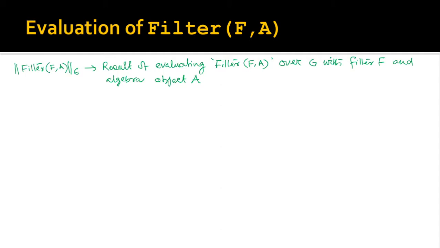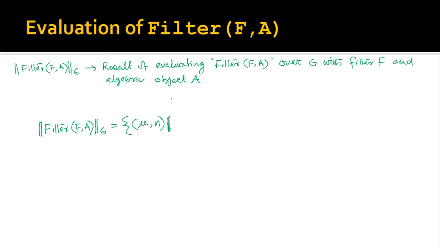So this is what we have agreed upon. Evaluation of every algebraic expression would result in one multiset, so we will be defining this as a multiset. This filter f a t would be a multiset, and we know how to represent a multiset. It will be a solution, then the multiplicity.